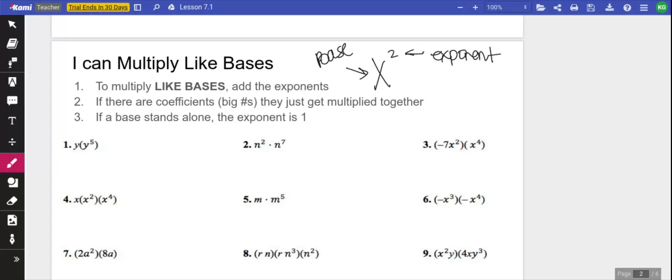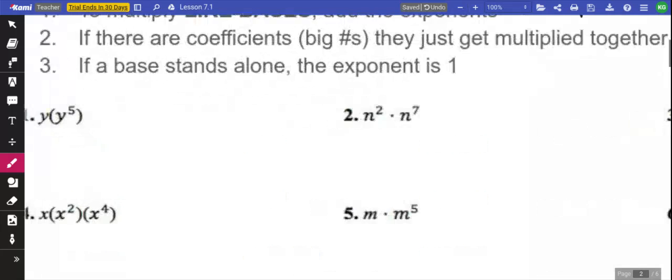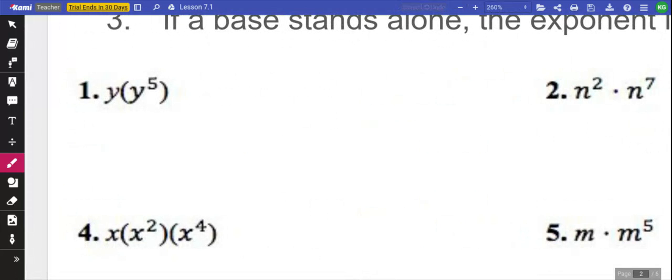So we can only multiply like bases, or ones that have like terms. And so when we multiply them, what we're going to do is add the exponents. Now, if our bases also have coefficients, those will just get multiplied together. And remember that if a base stands alone, we can give it an exponent of 1. So starting on this first example, I have y to the first times y to the fifth. Those are like bases. So if I have 1 here and 5 here, I have y to the sixth total.